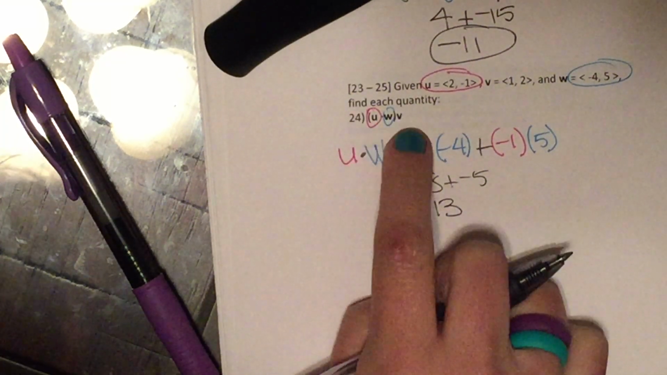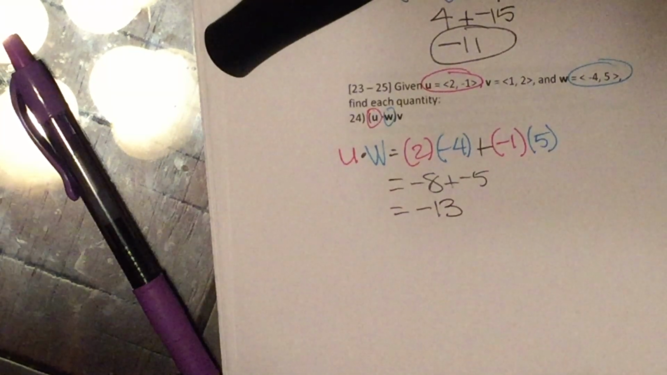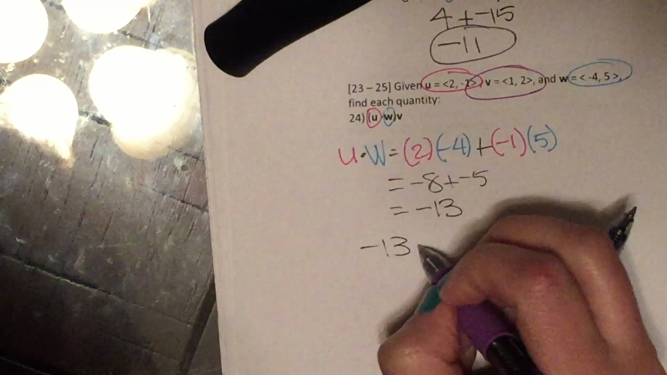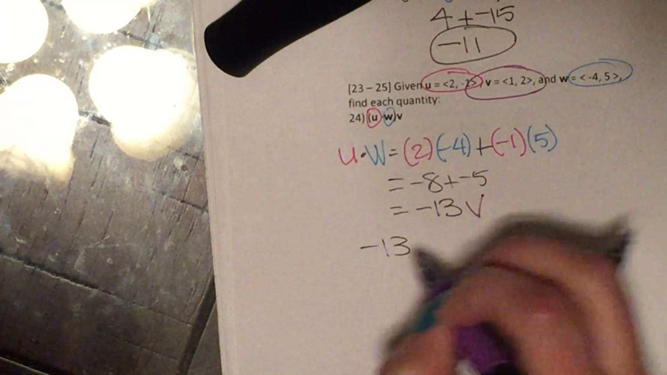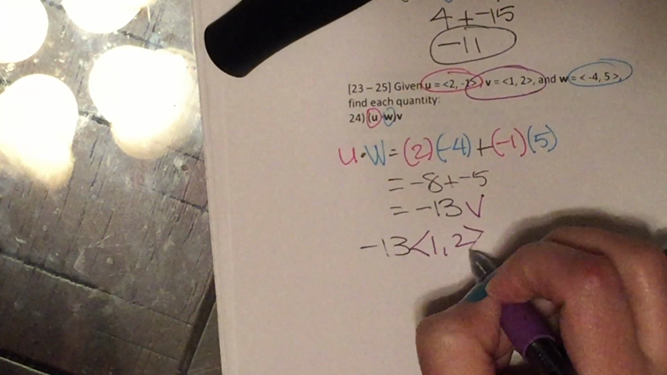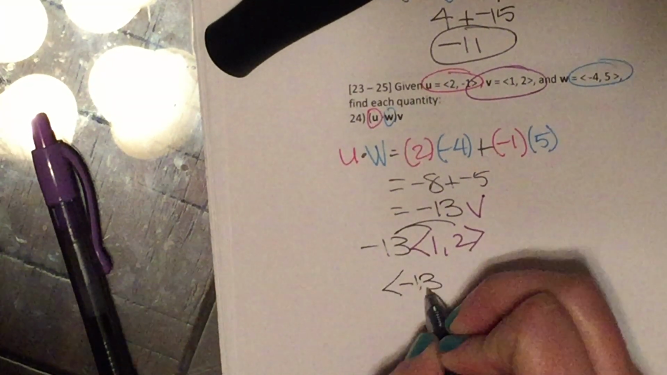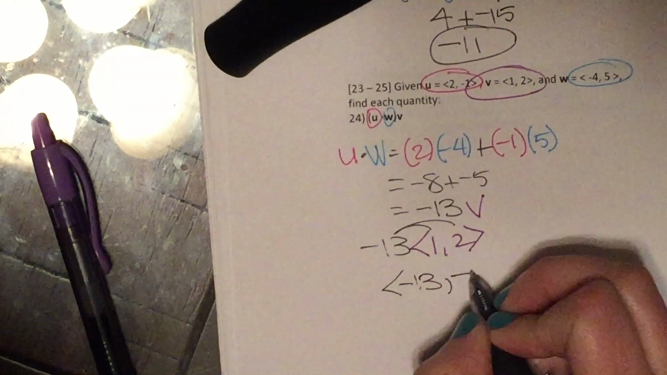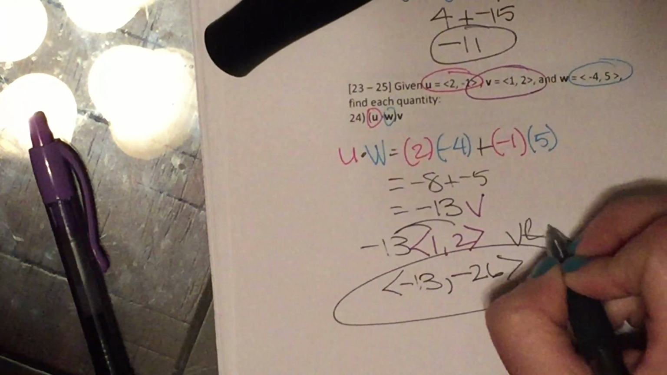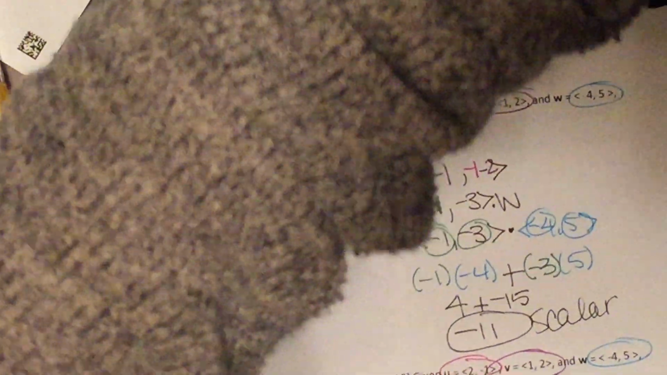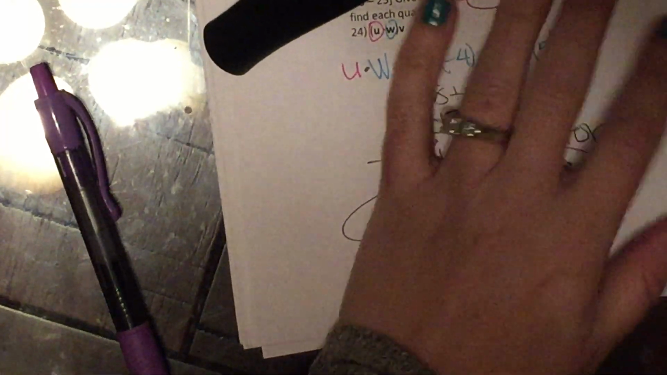So you can multiply a scalar with a vector, okay? No dot product. So I'm going to take that -13 and multiply it with v, which is 1, 2, and then distribute that -13. So -13 times 1 is -13, and -13 times 2 is -26. So the answer for this one is a vector, and for the previous one, it's a scalar. Scalar, vector. All right, one last one.